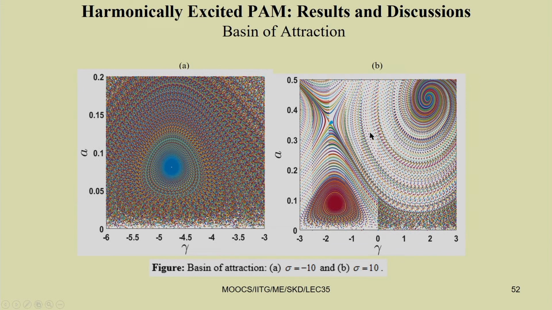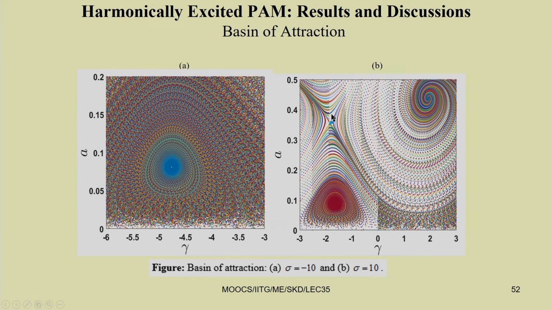All the branches or all the trajectories are moving to this point. Here also all the trajectories from this basin. So, you just see from this basin all the trajectories are moving here. Here also all the trajectories are moving to this point. So, if you take some initial condition from here, it will travel to this point, and if you take some initial condition here, you will get this stable response.